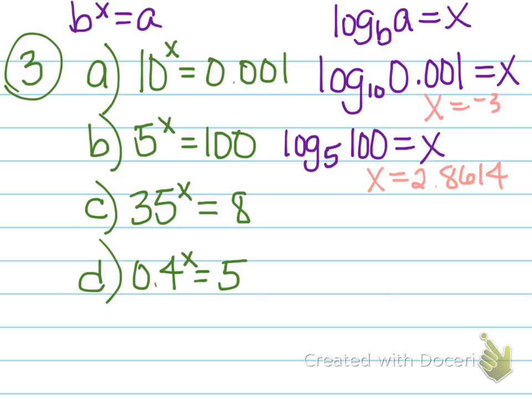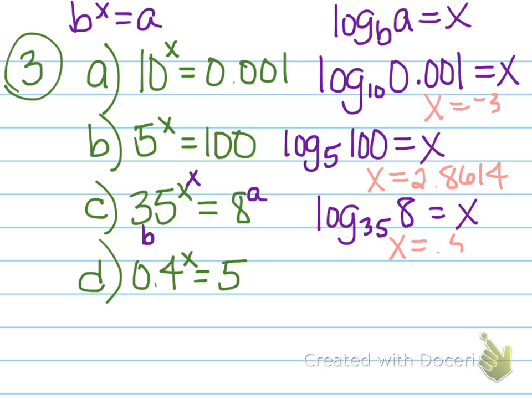For C, again, here's B, here's x, and here's A. So rewriting as log base B, so log base 35 of A, which is 8, equals x. And again, using the calculator, we would find out that x is equal to 0.5849.